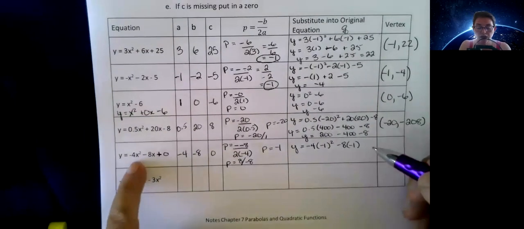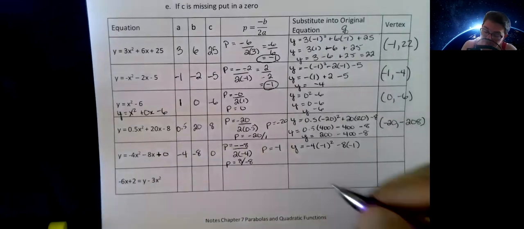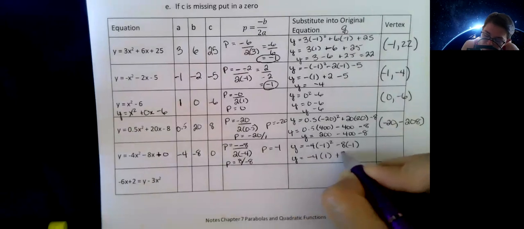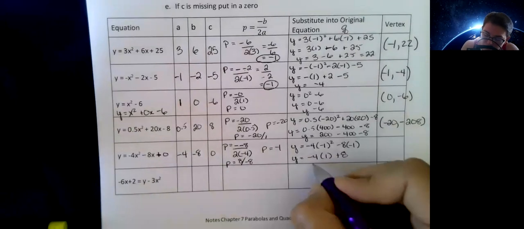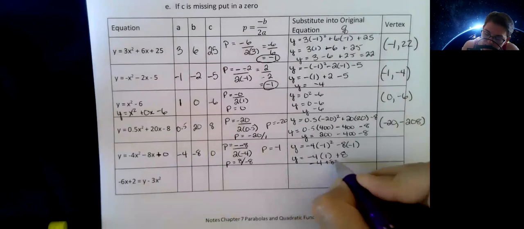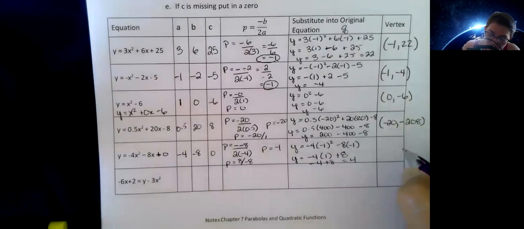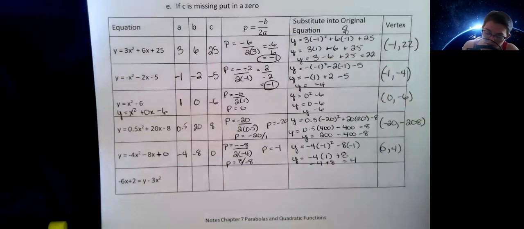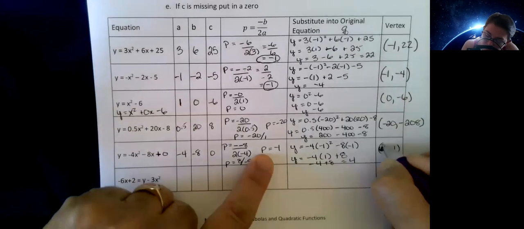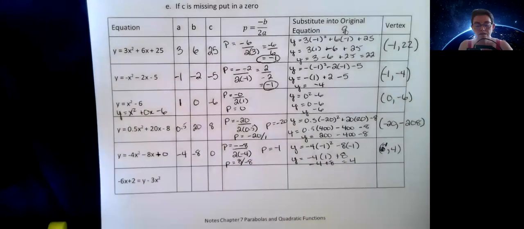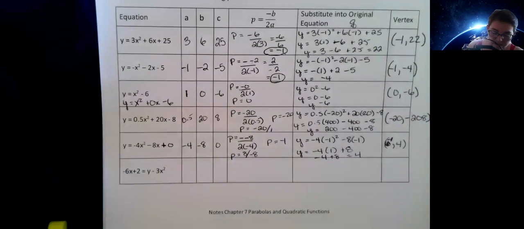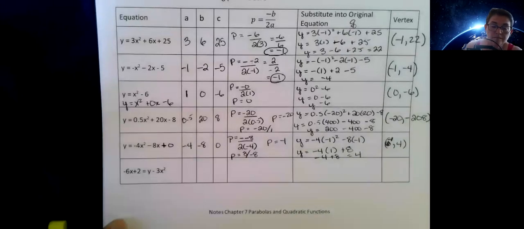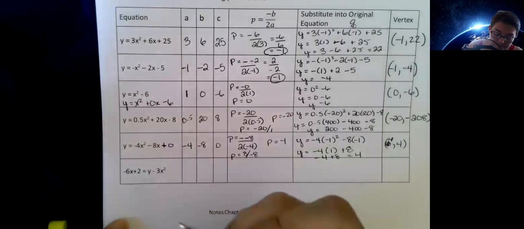And my other answer is always go back to the original equation. Y is equal to minus 4 times 1 plus 8. And that's going to be minus 4 plus 8. It's going to give me 4. So 0 and 4. No, not 0 and 4. Minus 1 and 4. Sorry. I made one to confuse you guys.